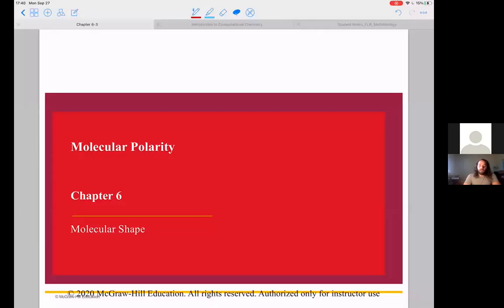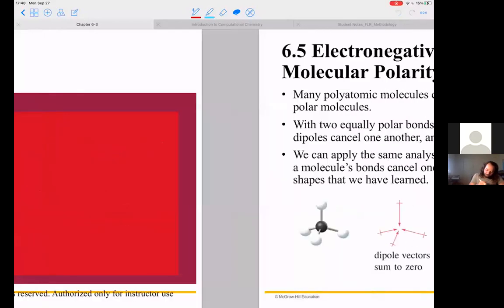Right, so the last thing we're going to talk about is how to determine whether or not a molecule is polar. We talked about bond polarity at the very beginning of this chapter, and that was how we can tell, using electronegativities, how polar a bond is. Now we want to know whether or not a molecule is polar, which means we're going to have to incorporate the geometry information that we learned about in the last two lectures.